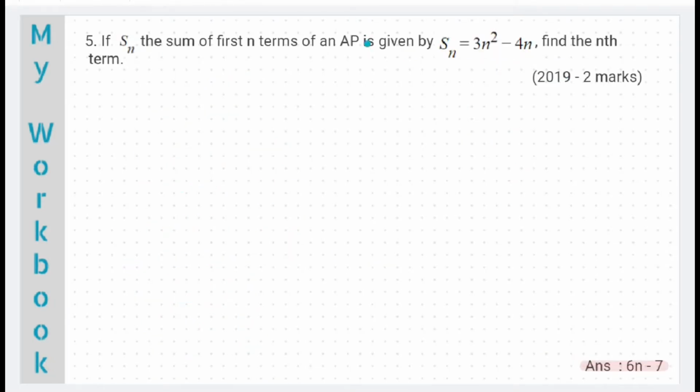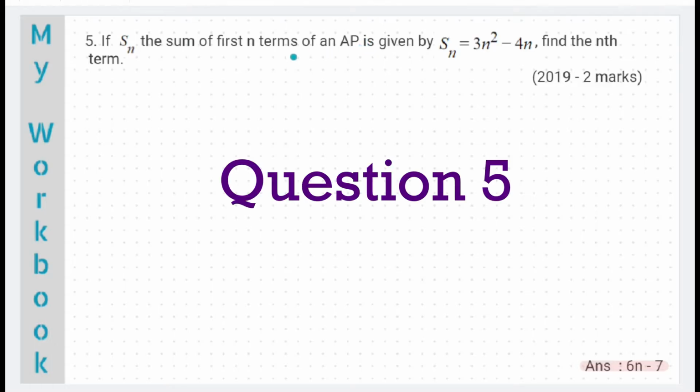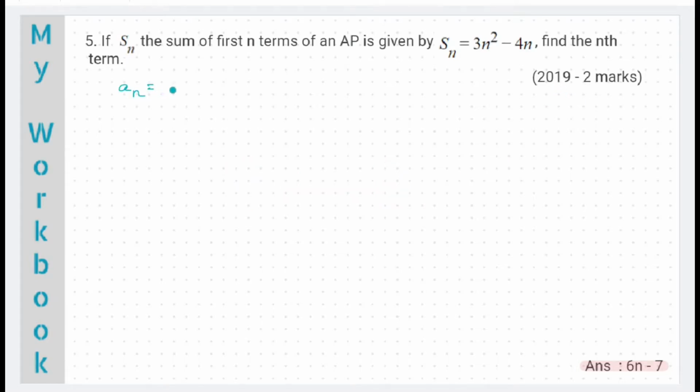Fifth question. If S of n, the sum of first n terms of an AP, is given by S of n is equal to 3n square minus 4n, find the nth term. It's a 2-mark question from 2019 board exam. A of n is equal to a plus n minus 1 into d. We've been asked to find the nth term. S of n is given in terms of n. So similarly, the nth term also we need to find an expression in terms of n.